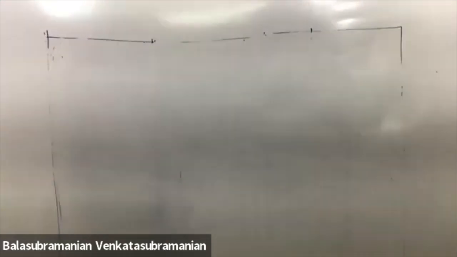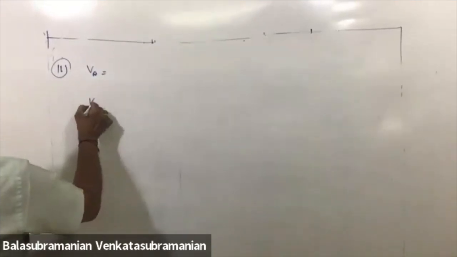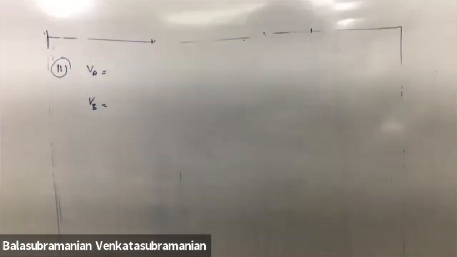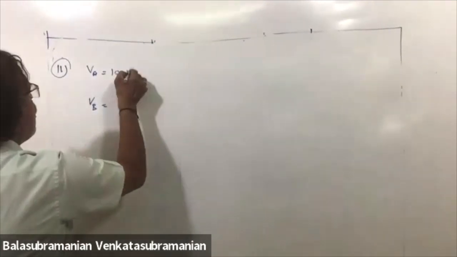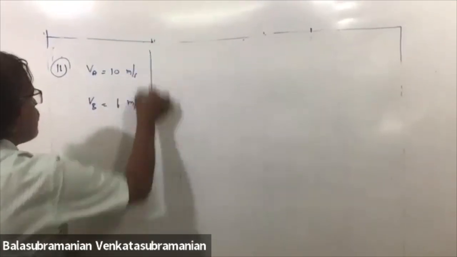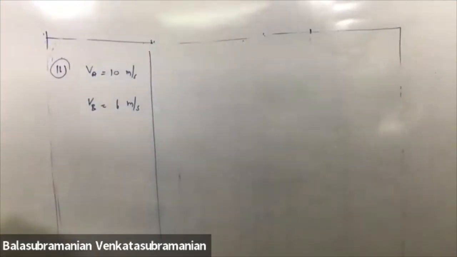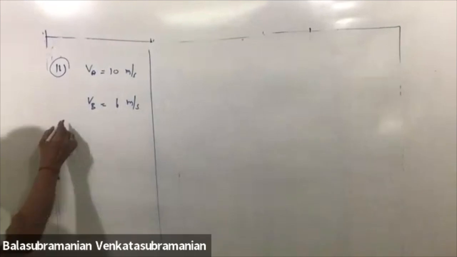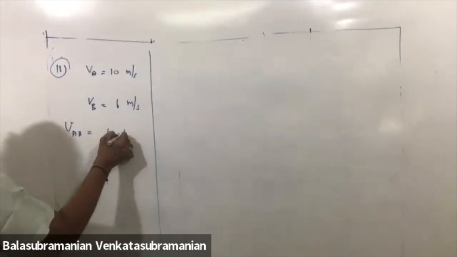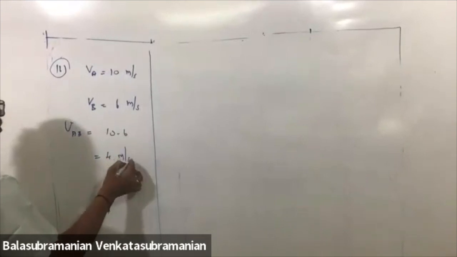Next, 16th problem. A car A moving at a speed of 10 meters per second on a straight road is ahead of car B moving in the same direction at 6 meters per second. Find the velocity of A relative to B and vice versa. Velocity of the first is 10 meters per second, velocity of the second is 6 meters per second. Your aim is to calculate velocity of A with respect to B. VAB is 10 minus 6, 4 meters per second.